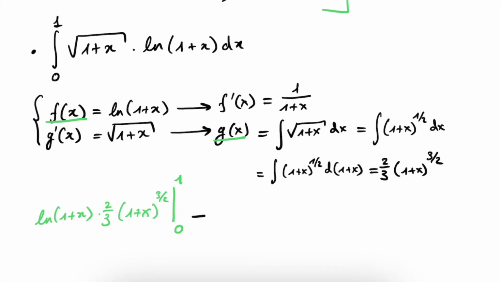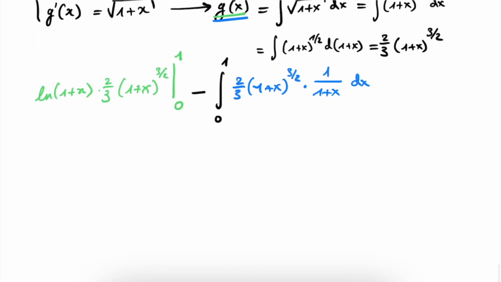Then we subtract from this the integral between our boundaries 0 and 1 of our function f prime of x times g of x. So we have g of x, which is 2 divided by 3 times (1 plus x) to the power of 3/2. Then we multiply this with f prime of x, which is simply 1 divided by 1 plus x. And we don't forget dx, of course.